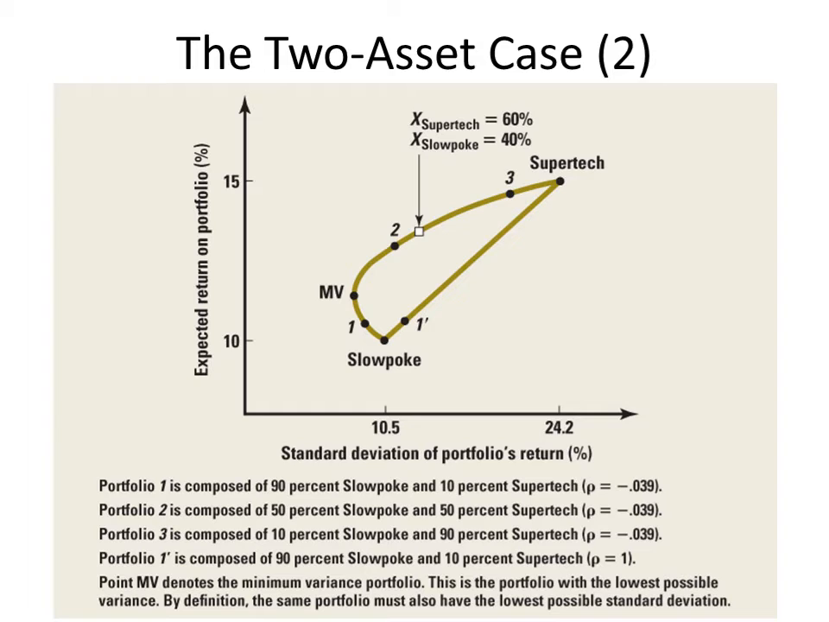In fact, that efficient set only spans between MV and SuperTech, because all of the portfolios below MV on that curved line will have higher risk and lower return than the minimum variance portfolio.